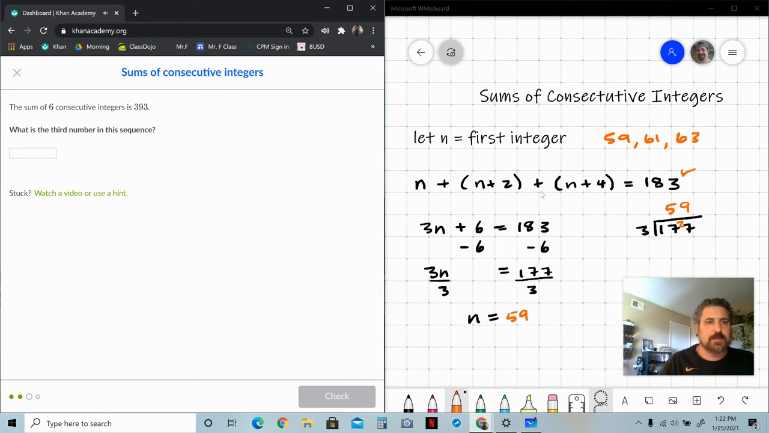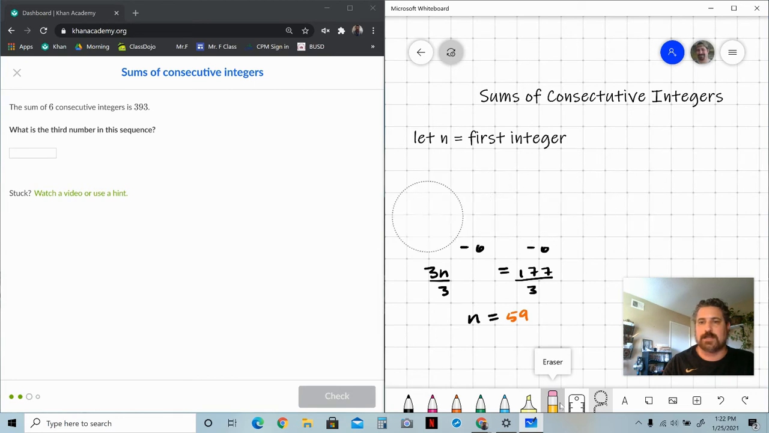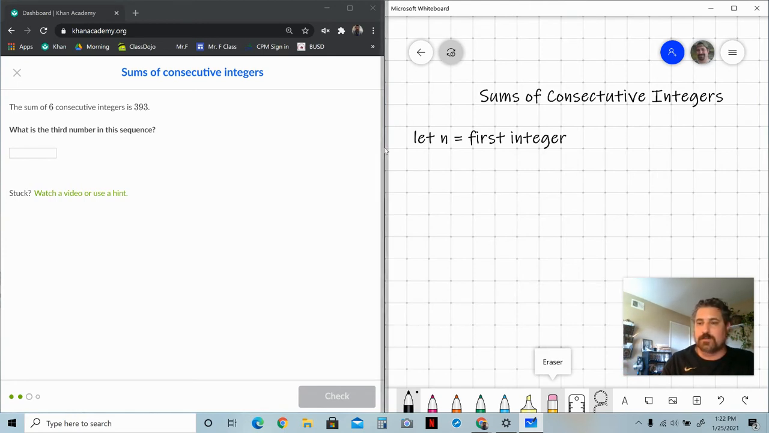Okay, this one says the sum of 6 consecutive integers is 393. This time it's not saying even or odd, it just says consecutive integers. So that means one after the other, right? Which means that you don't have to do plus 2, you can just do plus 1.